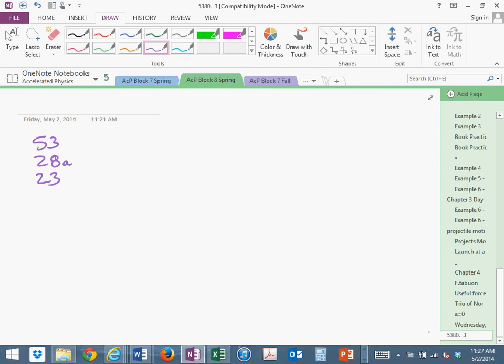Let's start with 23, since that's kind of numerically the beginning. So y'all should have your books open and all that good stuff, right? 23, that's the 3 kilogram ball dropped from the roof of a building. Does that sound right?